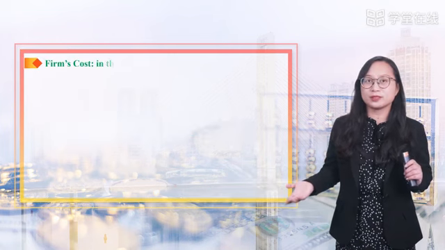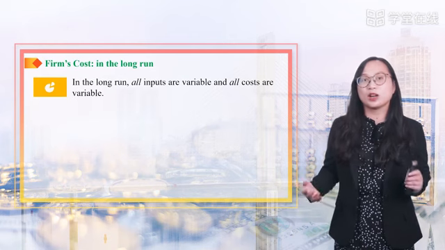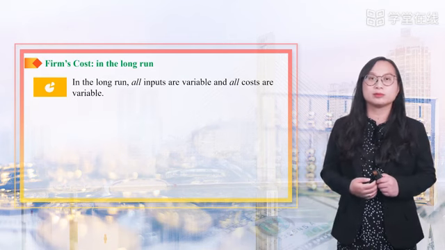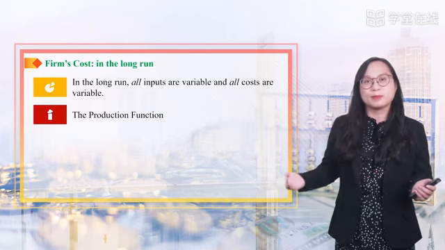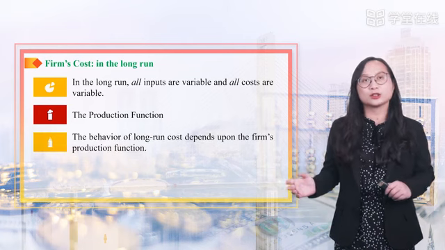Today, we'll continue the topic of firm's cost, but in the long run. So what's different? Well, in the long run, all inputs are variable and all costs are variable. The behavior of a long-run cost depends upon the firm's production function.